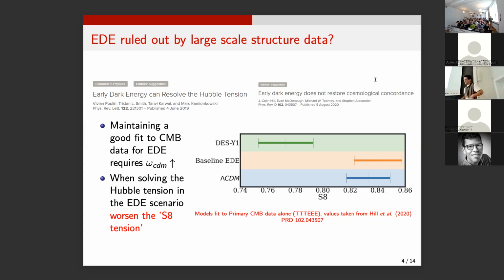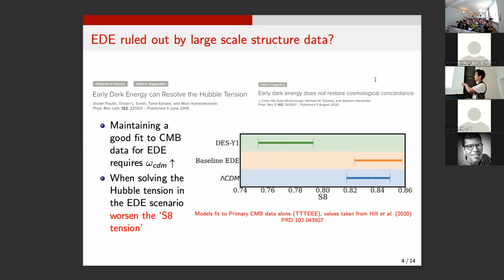The problem is that when we solve the Hubble tension with early dark energy, we actually raise another problem in the model, and we worsen this S8 tension. This S8 parameter is related to the amount of clustering in the universe and the amount of dark matter in the universe. And the problem in early dark energy is that we have to increase the amount of dark matter in the universe to keep consistency with CMB data.